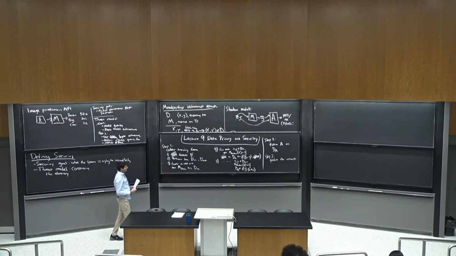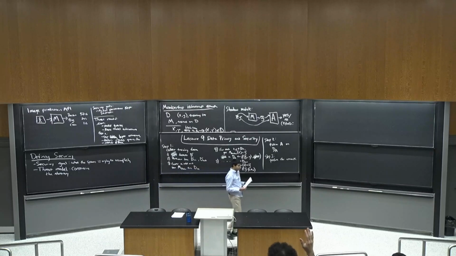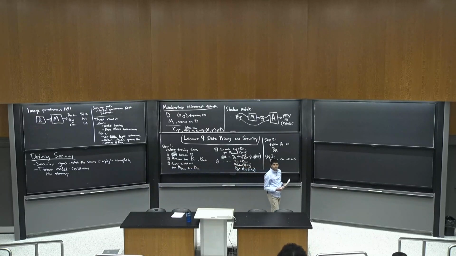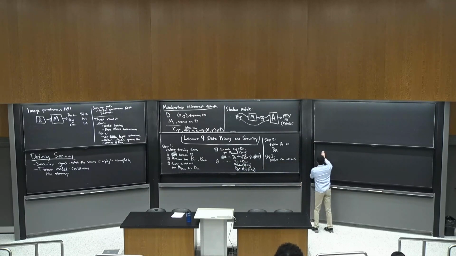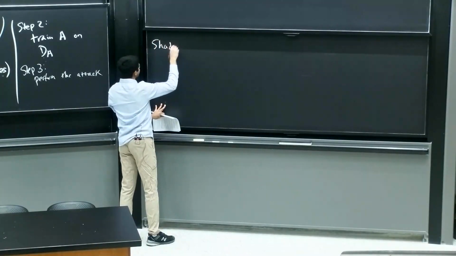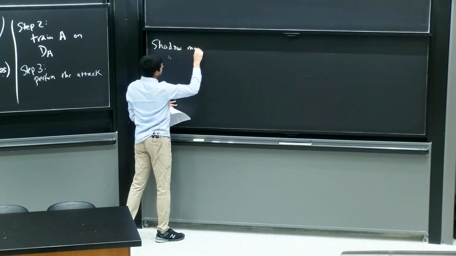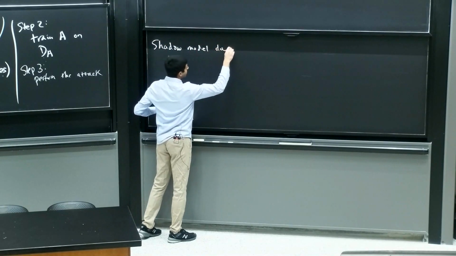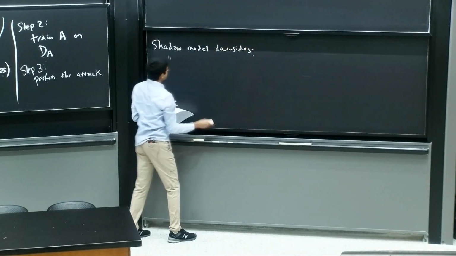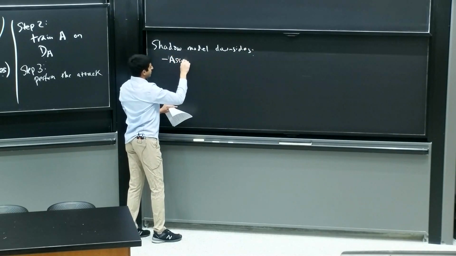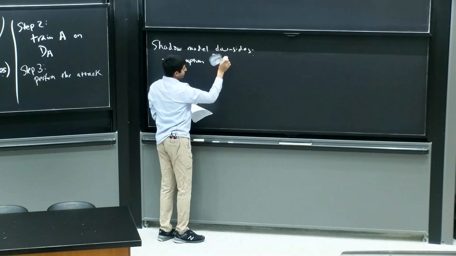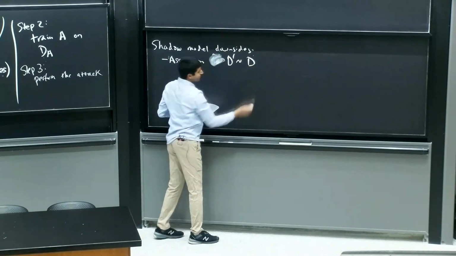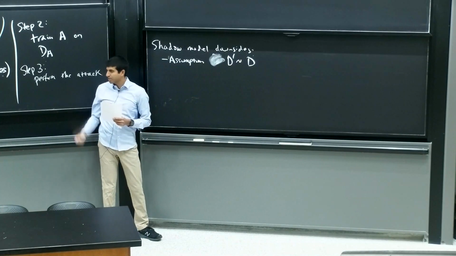What are some of the downsides of this attack? What's not so appealing about this? Yeah. The assumption that D prime has to be similar to D. Yeah. You can start writing these down. Downsides of this attack: it assumes that you can find some D prime that's similar to D.